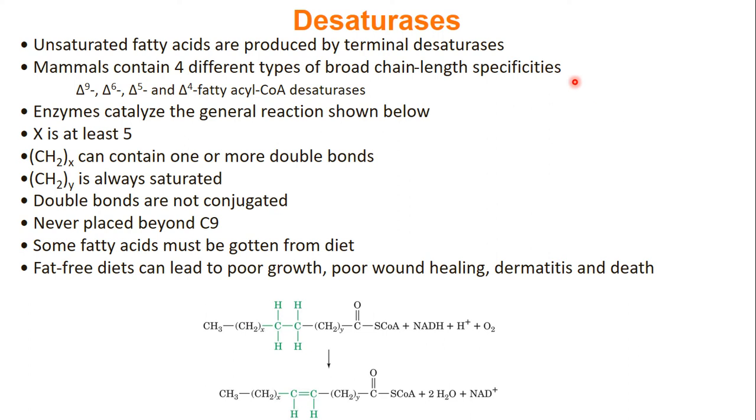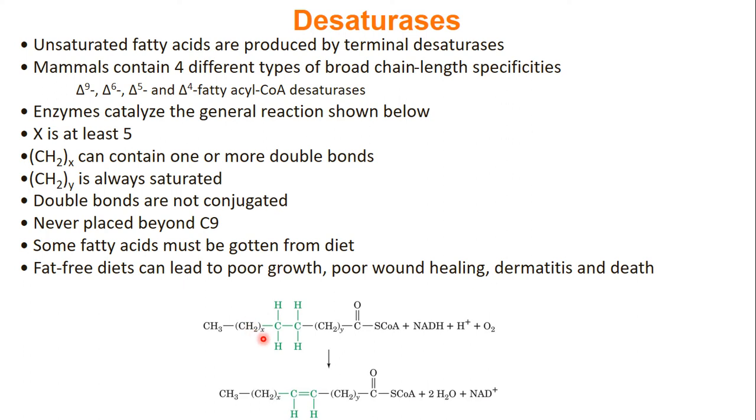Now let's look at our desaturases, and our desaturases will create our unsaturated fatty acids, and mammals have 4 different types of these that work on fatty acids of a lot of different chain lengths. And these desaturases are delta 9, delta 6, delta 5, and delta 4. So that's telling us where we're going to put a double bond. And our enzyme catalyzes a general reaction as shown here, where our green carbons is where we're going to add our double bond. We have a variable number of carbons to the left and right.